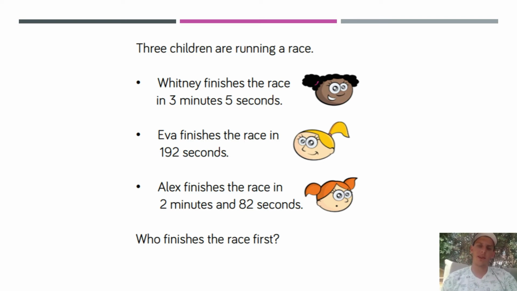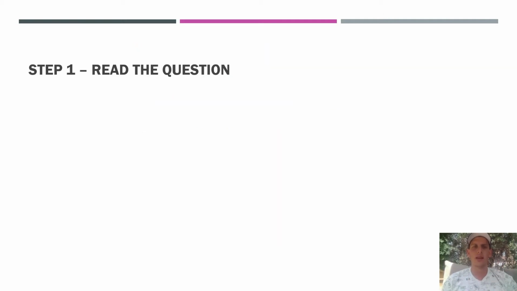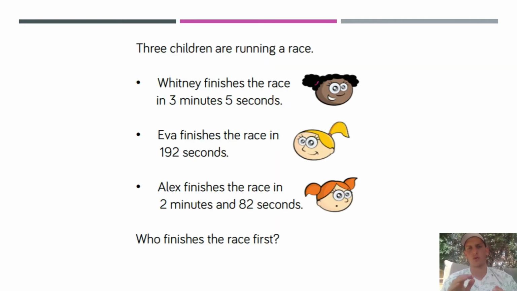Anyway, enough of that as a sidetrack thought. So, right, we're going to follow the 5 steps. Step 1 is to read the question. So let's all read the question again. 3 children are running a race. Whitney finishes the race in 3 minutes and 5 seconds. Eva finishes the race in 192 seconds. Alex finishes the race in 2 minutes and 82 seconds. Who finishes the race first?